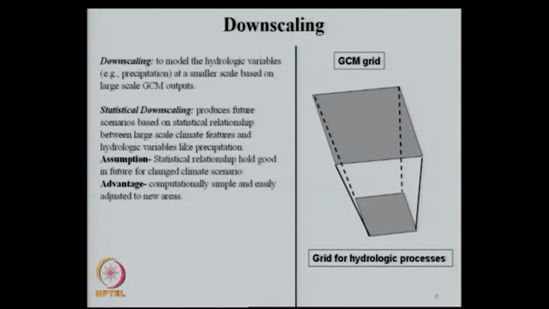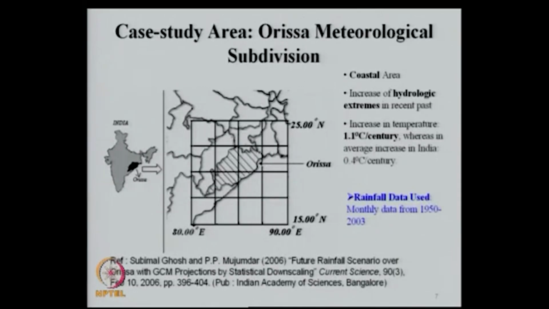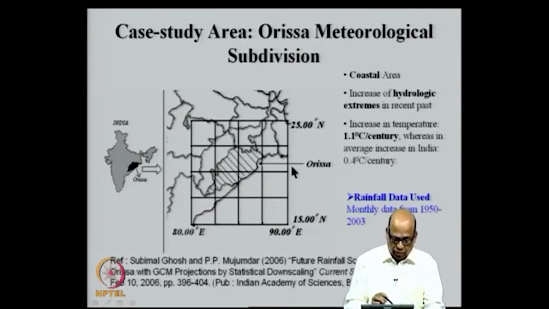The main advantage of statistical downscaling is that it is computationally simple, and for any new area you can develop a new relationship for different GCMs, whereas for dynamic downscaling, for every GCM you have to develop a different regional climate model. Okay, we will just look at one application here.